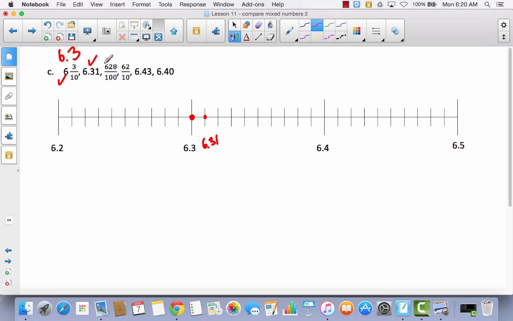Okay, so now we have an improper fraction. If I have 628 hundredths, that's the same thing as 6 and 28 hundredths. Well, if this is 6 and 30 hundredths, then if I counted backwards, this would be 6 and 29 hundredths, and this would be 6 and 28 hundredths.